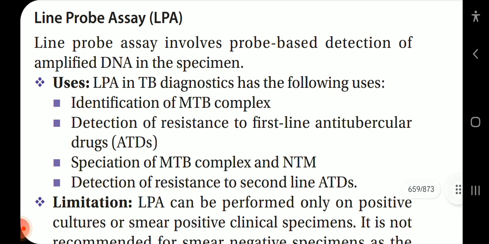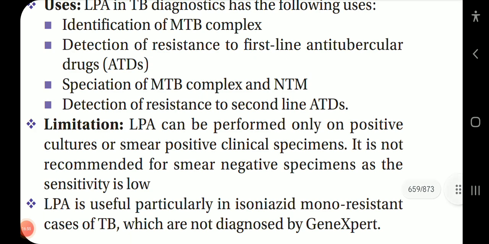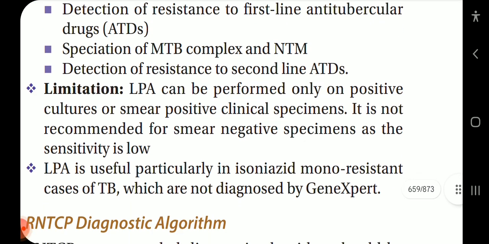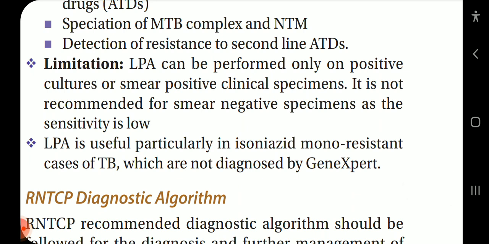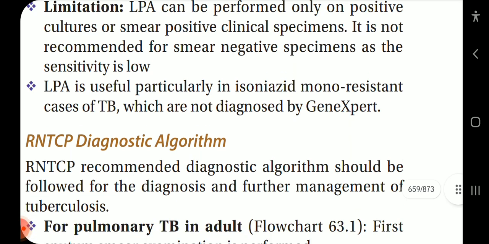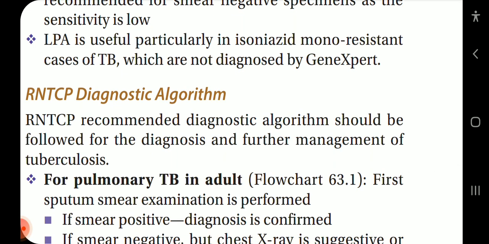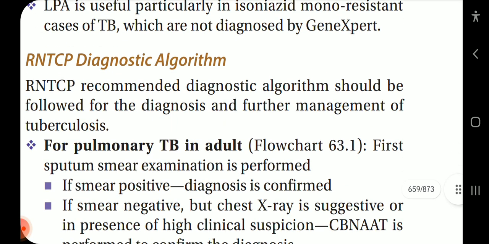Next, line probe assay, LPA. Line probe assay involves probe-based detection of amplified DNA in the specimen. LPA in TB diagnostics has the following uses: detection of resistance to the first line anti-tubercular drugs, ATDs, speciation of MTB complex and NTMs, and detection of resistance to second line ATDs. Limitation: LPA can be performed only on positive cultures or smear positive clinical specimens. It is not recommended for smear negative specimens as the sensitivity is low. LPA is useful particularly in isoniazid mono-resistant cases of TB which are not diagnosed by GeneXpert.